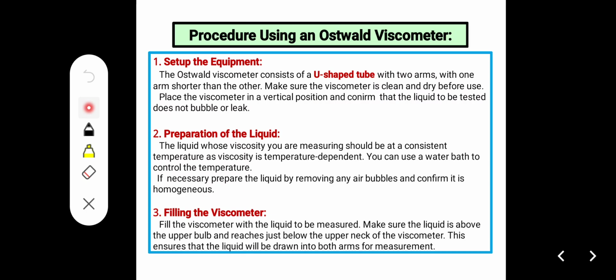Ostwald viscometer consists of a U-shaped tube with 2 arms, one arm shorter than the other. Make sure the viscometer is clean and dry before use. Another, place the viscometer in a vertical position and confirm the liquid to be tested does not bubble or leak.